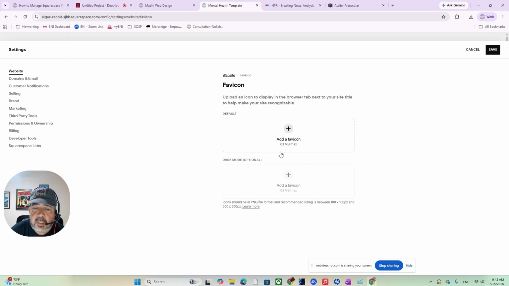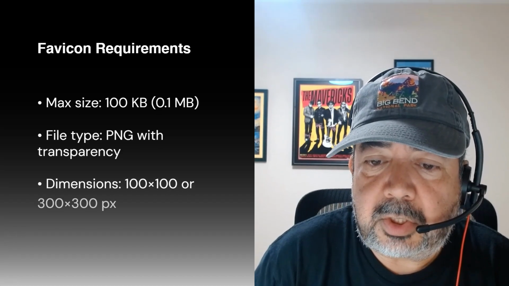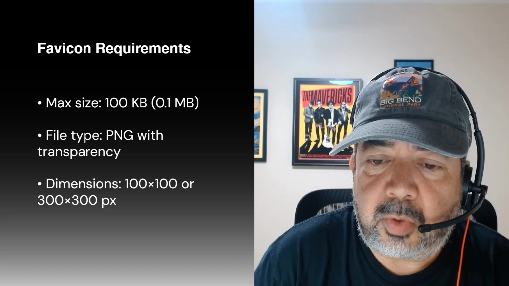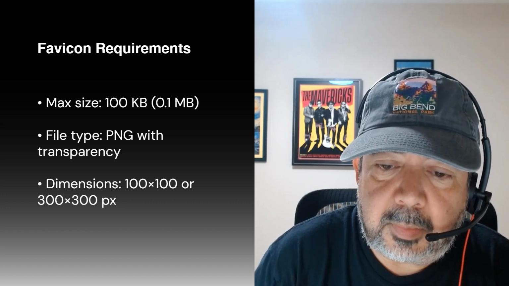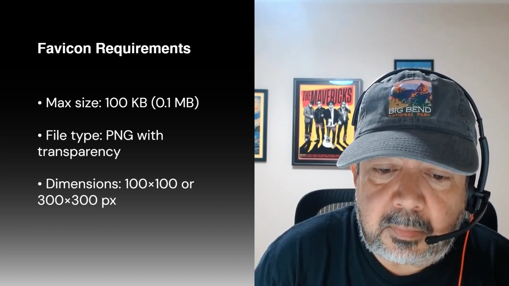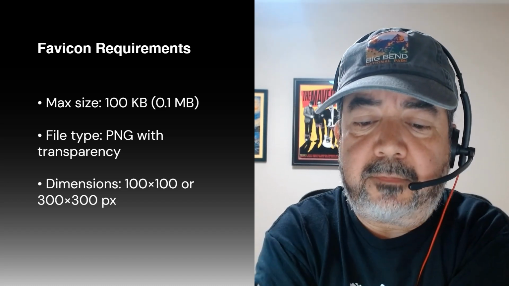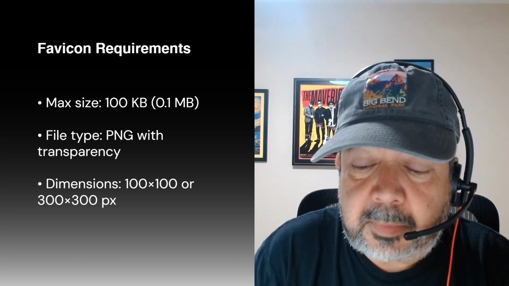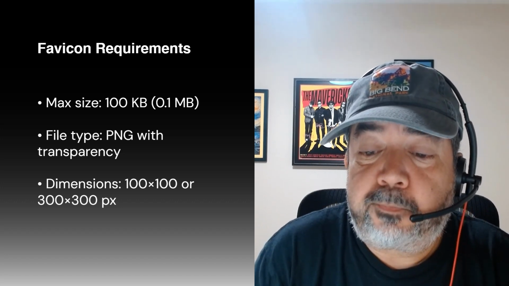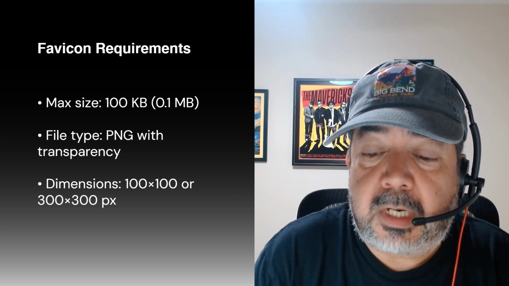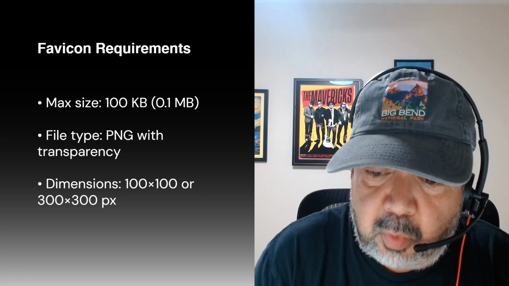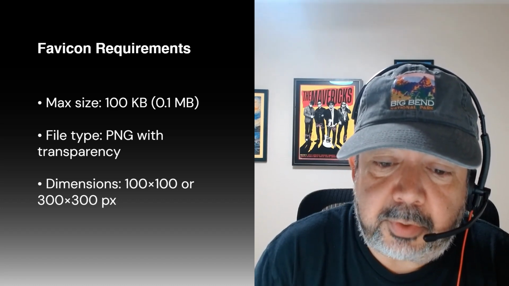Add a favicon. Before you do that, there's a few things we need to check with that favicon to make sure it's configured properly, otherwise it can't be uploaded. So the first thing is you want to make sure that the maximum size is 0.1 megabytes or 100 kilobytes. The other thing you want to look for is to make sure that it's configured as a PNG file, that's a transparent file. And then finally, the last thing is to have the favicon dimensions at 100 by 100 or 300 by 300 pixels.